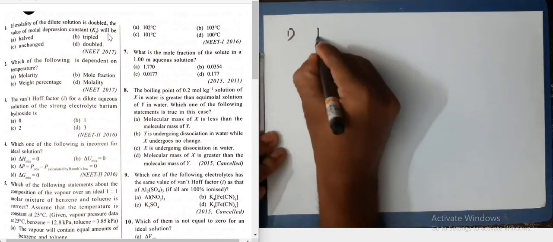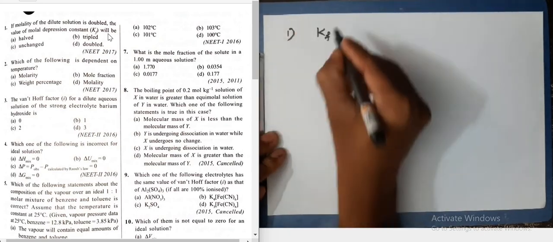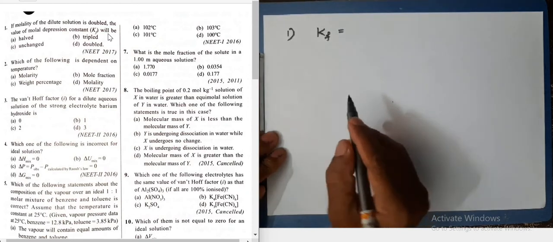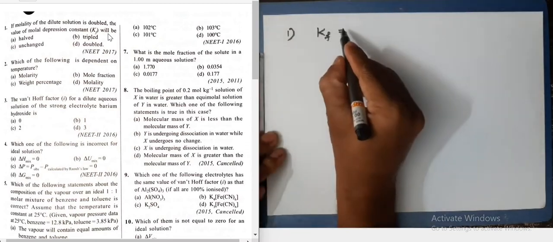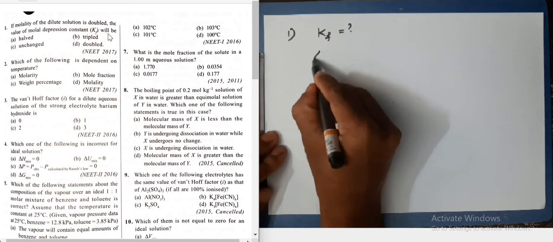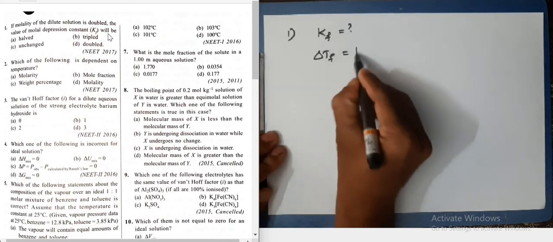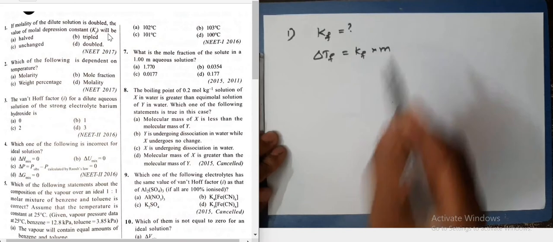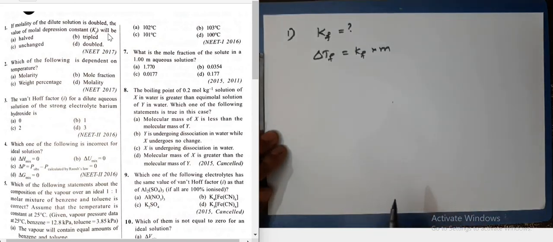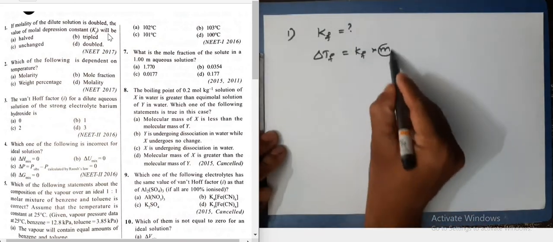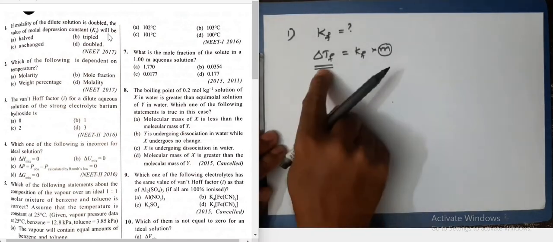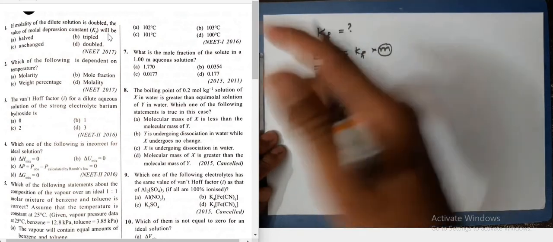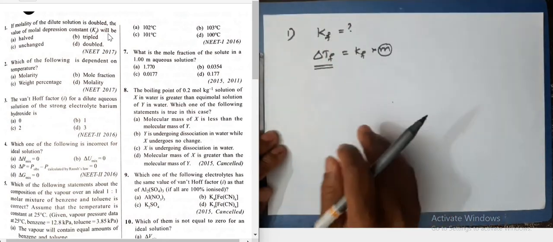You know very well, molar depression constant Kf. How is this related to molality? Listen students, this is very important. You know very well, delta Tf is equal to Kf into m, molality. If you vary molality, delta Tf will change. If you increase molality 2 times, delta Tf will increase 2 times.